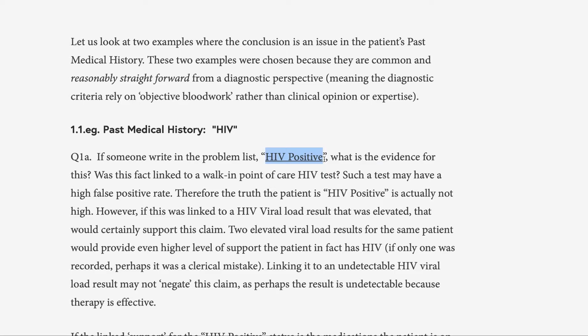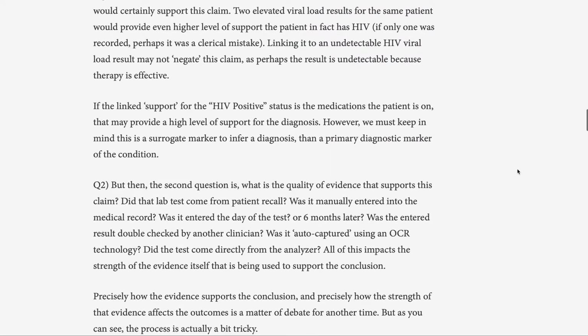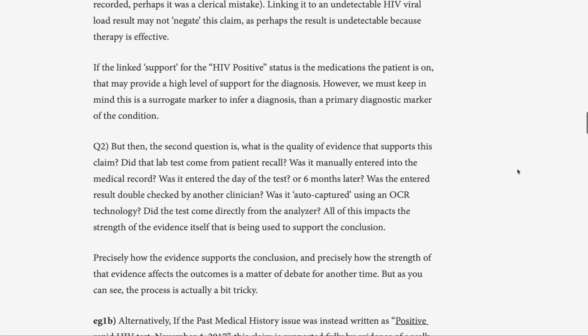And in some ways, just to add to the complexity of this, to link a negative HIV viral load titer as refuting evidence against the claim that a patient is HIV positive actually doesn't work, because the viral load result might become undetectable if therapy is effective. And so as you can see, even something as reasonably straightforward as if a patient is HIV positive can become a little bit complicated.